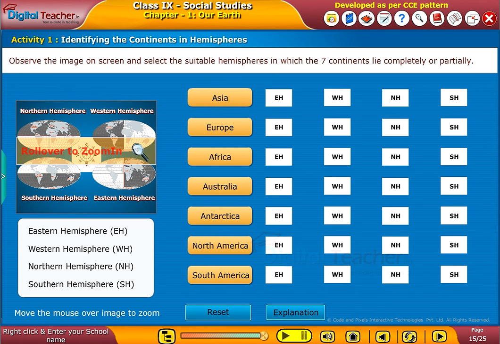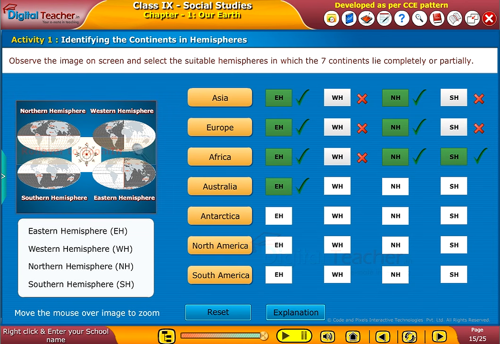Now, let us do an activity of identifying the location of continents with respect to the hemispheres. Observe the image on screen and select the suitable hemispheres in which the 7 continents lie completely or partially.